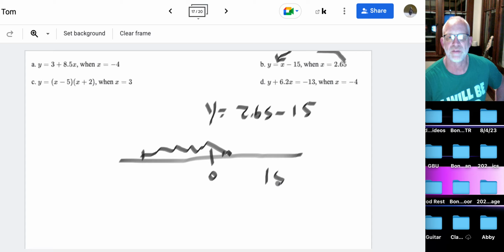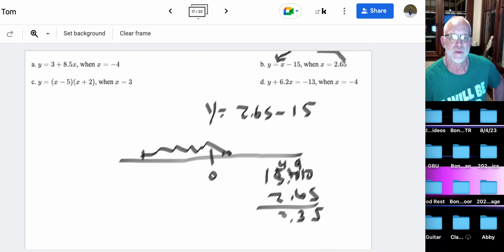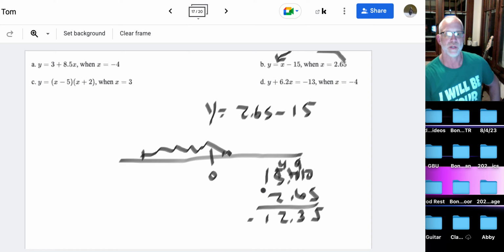So I just went 15.00 subtract 2.65. Now, is my way always the right way? Nope. That's what's cool about this math. It's not so much that you do it the right way, it's that you reason how to come up with it. And I came up with 12.35, and we're in the negative zone. So negative 12.35.